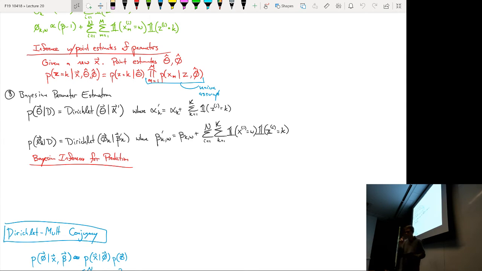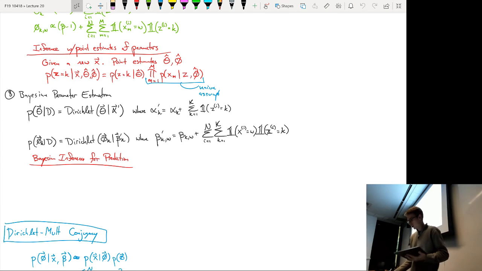So what would that look like? It would look like you're trying to basically estimate the probability of some z. So here, again as before, we're given some new x and distributions p of theta given d and p of phi k given d.